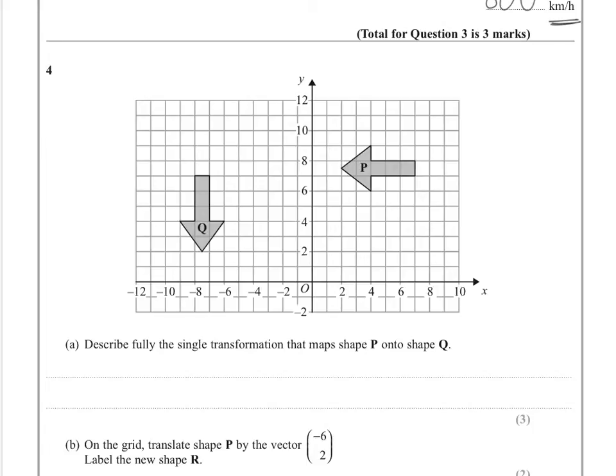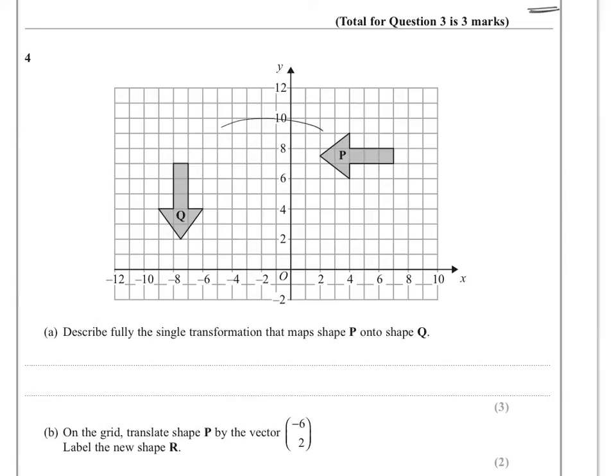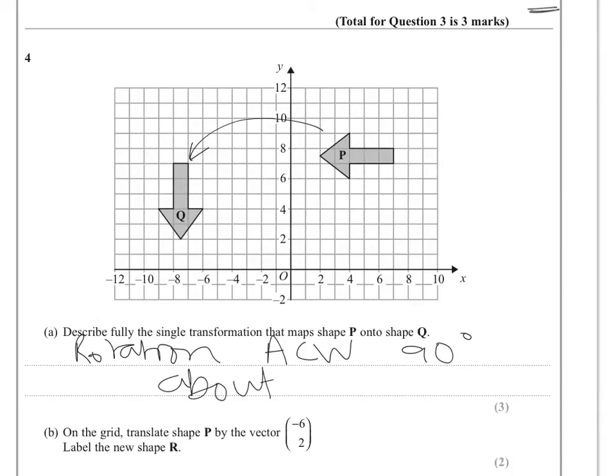Describe fully the single transformation that maps shape P onto shape Q. So P onto Q. Well, let's say rotation, anti-clockwise, 90 degrees, about the origin, or the point 0, 0.